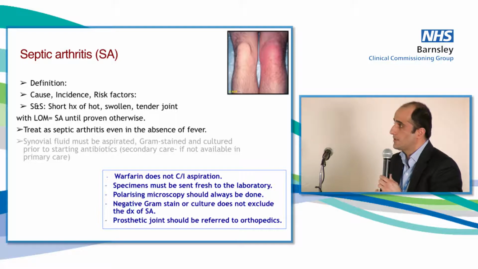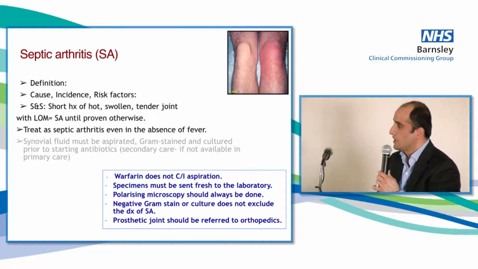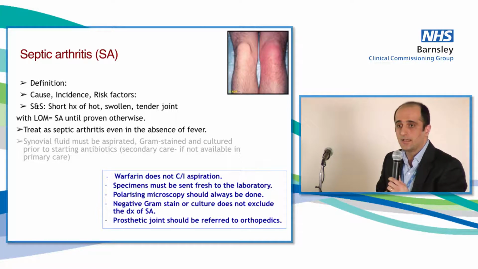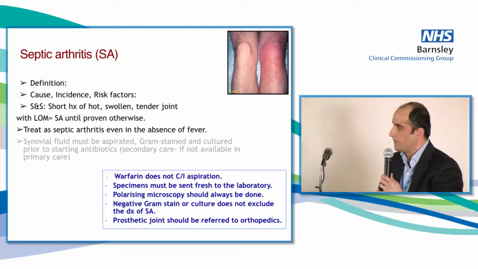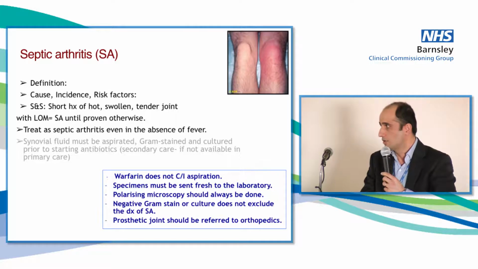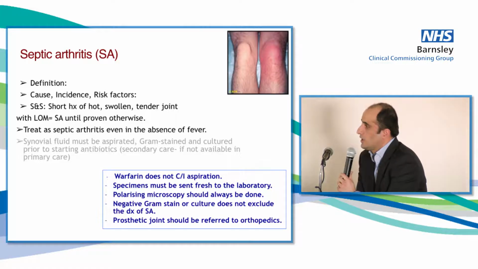Investigations like this can be done by secondary care. But I'm aware that some GPs also do synovial fluid aspiration, and even injections. If you are doing aspiration, this is relevant to you. Warfarin and apixaban, which are very often used among anticoagulated patients, are not contraindications to aspiration. Try to do your aspiration, and the specimen should be sent to the lab as soon as possible. If you do the aspiration in the morning and send the specimen in the afternoon, that's not good.